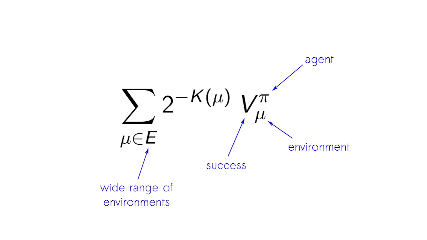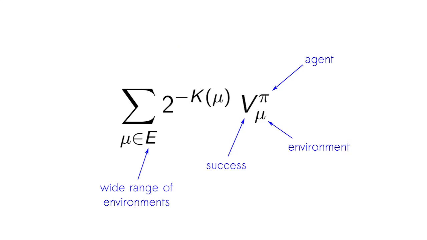Next, we need a wide range of environments, remember? So this is down here. Mu, our environment, belongs to E, which is a wide range of environments. Here it's the class of all computable environments, where they can be stochastic. So it's very, very general. I mean, quantum physics, the wave equation, is Turing computable. So it contains everything in the universe as far as we know. When I say wide range of environments, that's really crazy wide, because I wanted the most general definition possible.